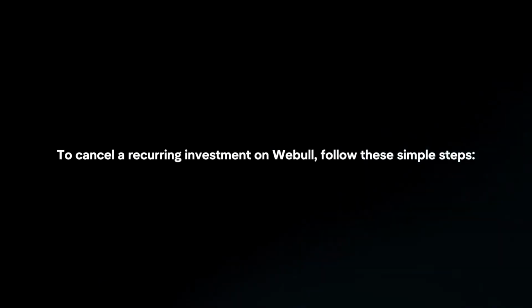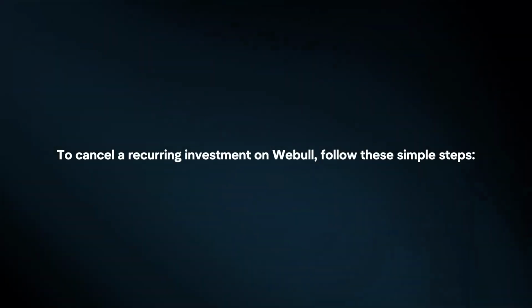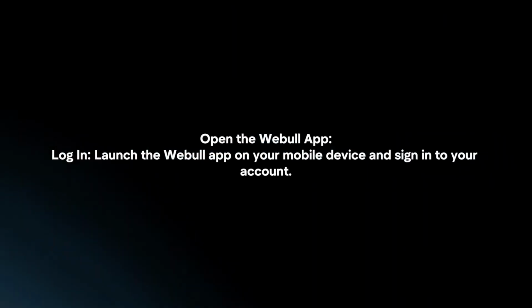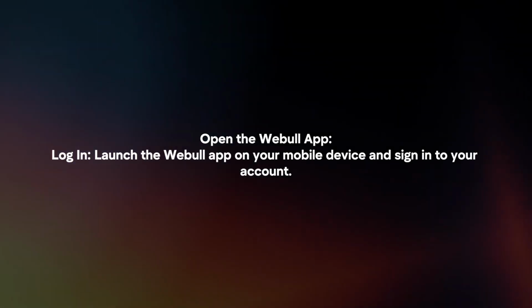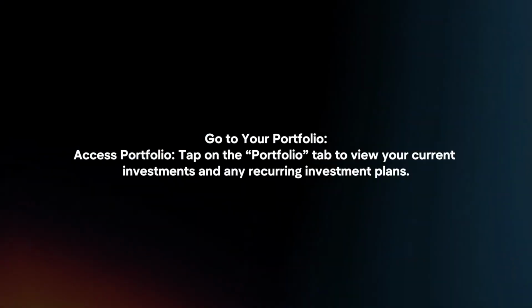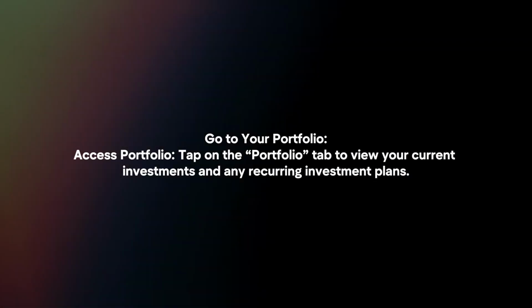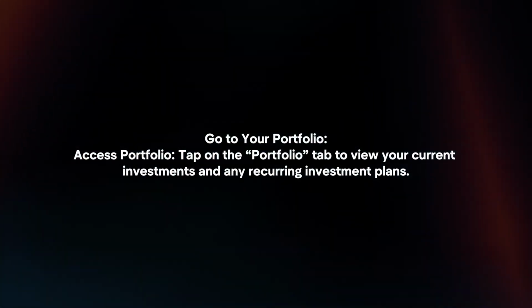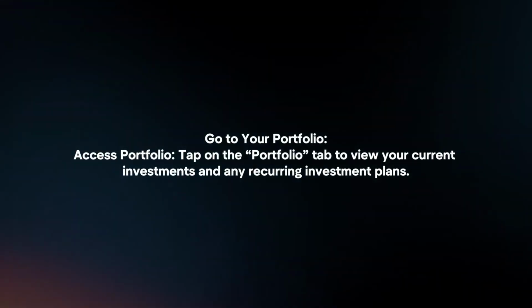To cancel a recurring investment on Webull, follow these simple steps. Open the Webull app, log in. Launch the Webull app on your mobile device and sign into your account. Go to your portfolio. Access portfolio, tap on the portfolio tab to view your current investments and any recurring investment plans.